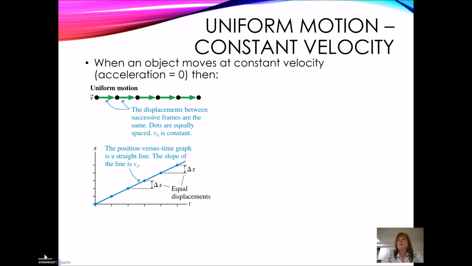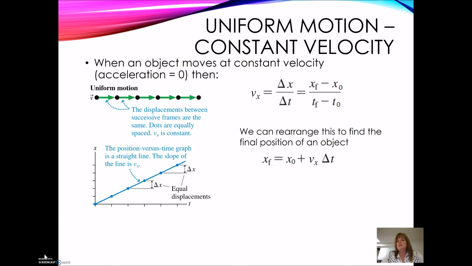Now, when we're moving with constant velocity, remember that our object has zero acceleration and we have equally spaced intervals on a motion diagram. And our position versus time graph is a nice slanted diagonal line because we have equal displacements over equal time intervals. And then we can use this equation that says velocity is the change in position over change in time. In fact, we could rearrange this for position and get the final position is equal to the initial position plus the velocity times time.